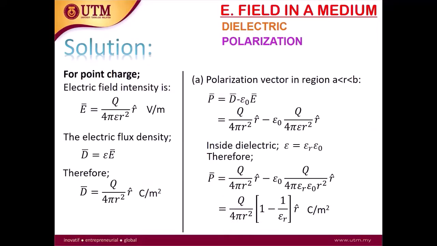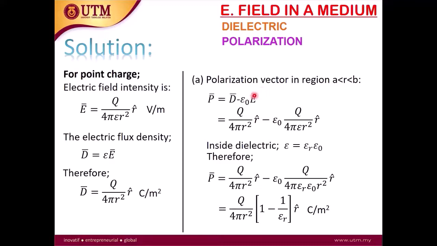For the solution, for a point charge, the electric field intensity is E equal to Q divided by 4 pi epsilon R square. Because we may have a dielectric material, we leave it as epsilon. The unit is volt per meter. The electric flux density equals epsilon E. Therefore, we can write D equal to Q divided by 4 pi R squared in the direction of R, coulomb per meter squared.